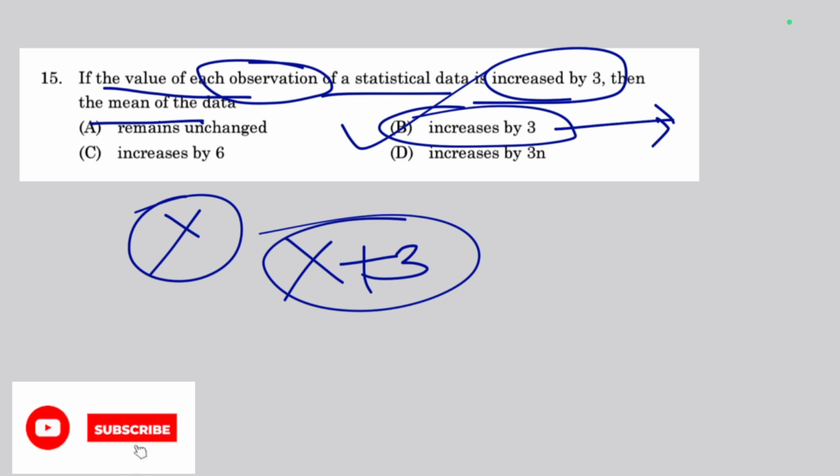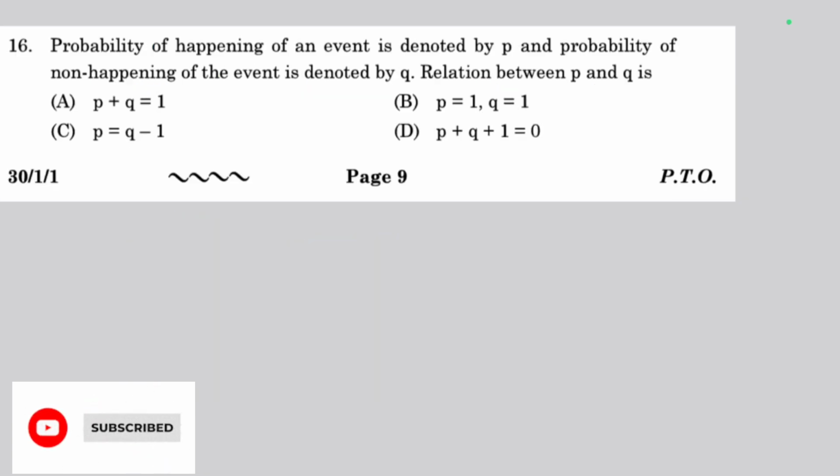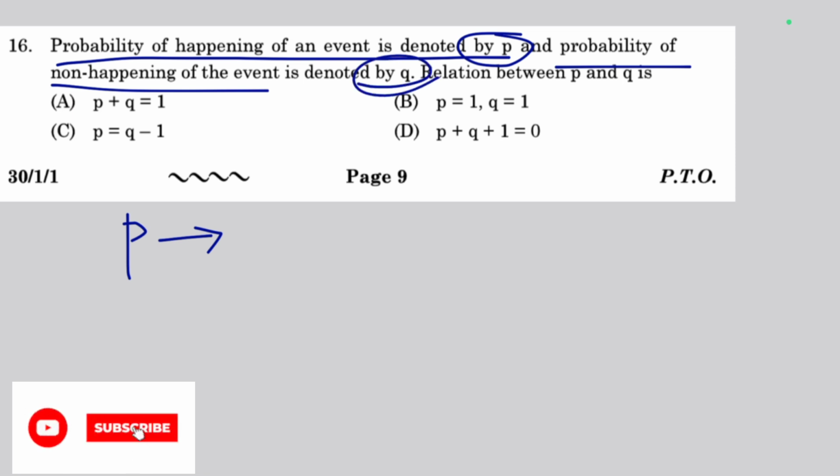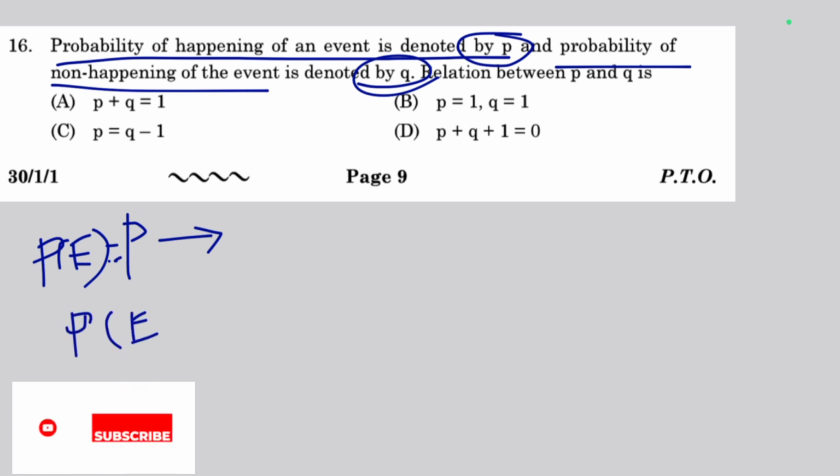This is a very easy question that you should know. This is a direct and sure shot question which can give us full marks very easily, and we can solve it within a minute, or even in 30 seconds, because the probability of happening of an event is denoted by P. The probability of not happening of the event is given by Q. If the probability of the event happening is P, then not happening of the event is represented by E bar, and the probability of that event is Q.